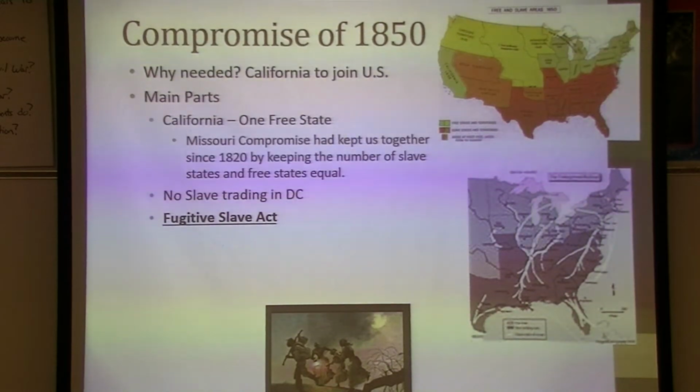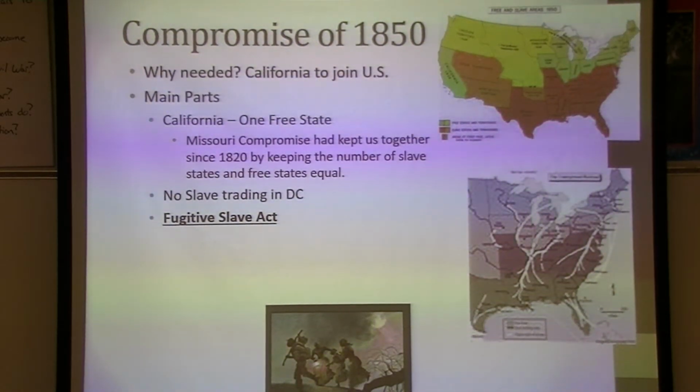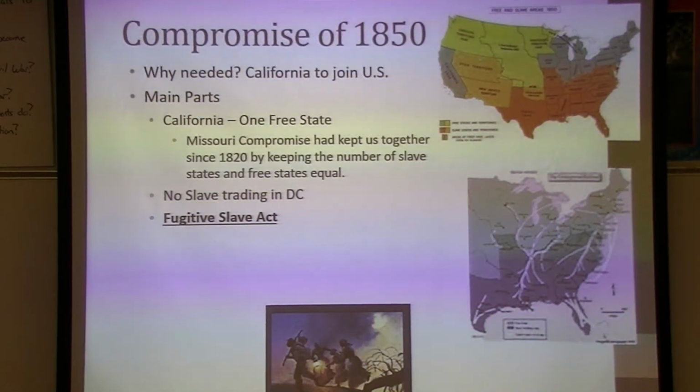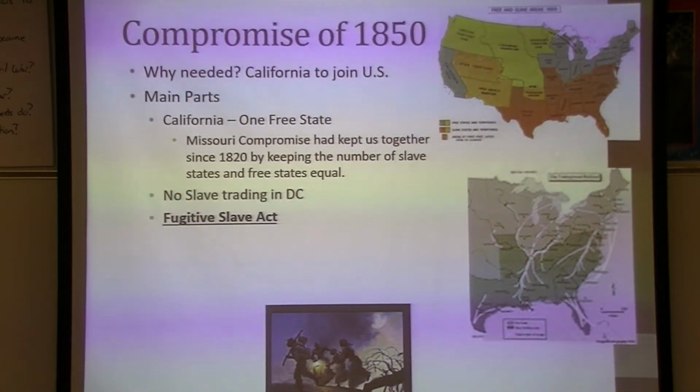Now, there are a lot of parts to the Compromise of 1850, but the main parts that you need to know. The first one was California would come in as a free state. This was monumental because after 30 years of the Missouri Compromise, keeping us together and pushing off the issue of slavery, this is where we will no longer have that.